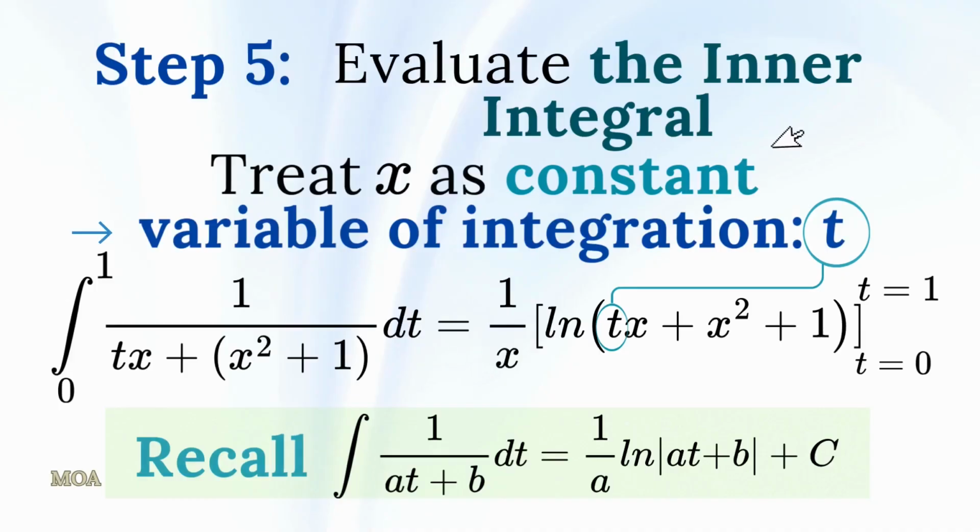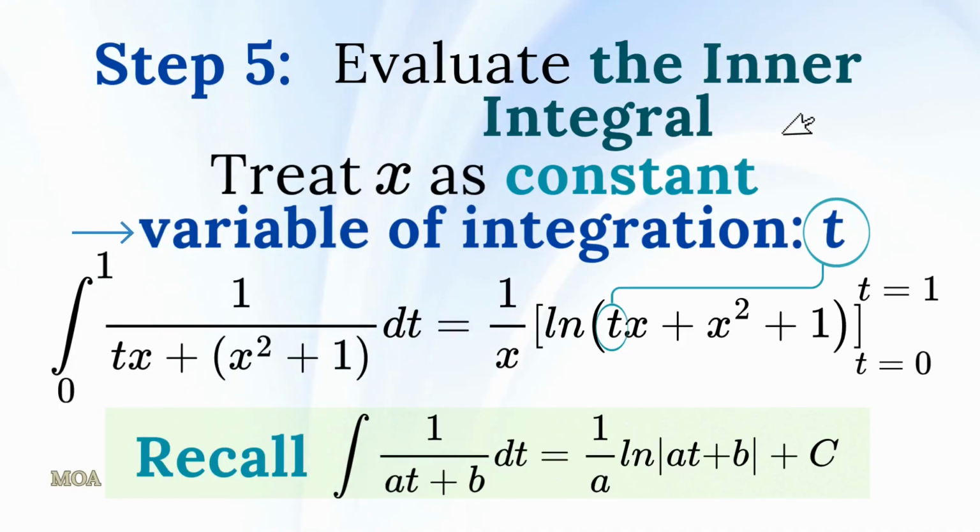Now, let us evaluate this inner integral in step 5. One more time, we treat x as a parameter, that is, as a constant for this stage, and consider t as the variable of integration. As a reminder, the integral of 1 over a times t plus b with respect to t is equal to 1 over a times the natural logarithm of a times t plus b plus a real constant. We apply this formula to our inner integral.